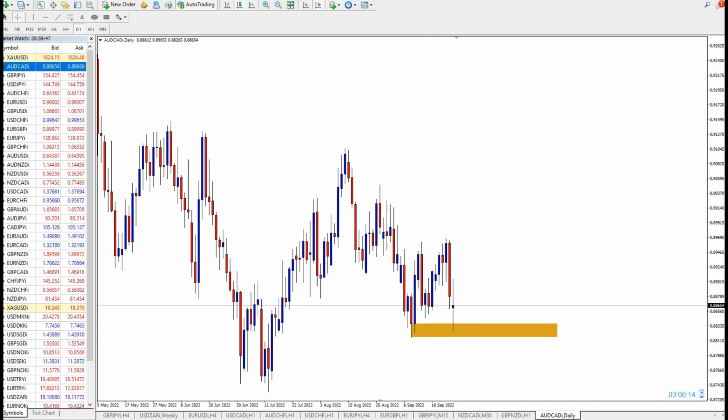So we have our first reversal zone. As you see, the market reacted and reversed very nicely.